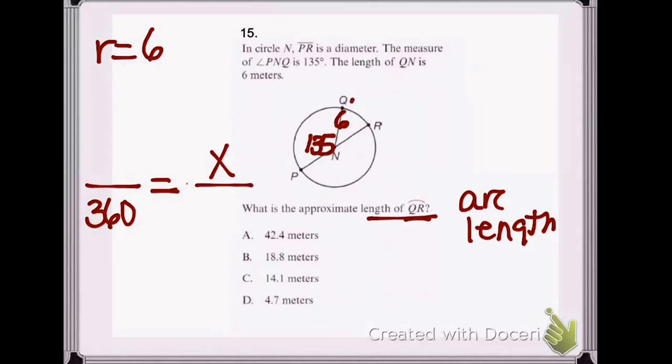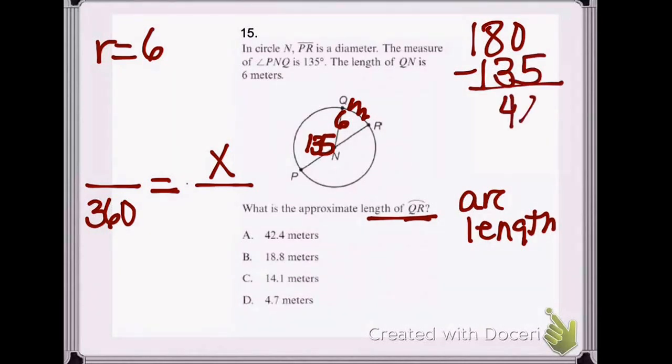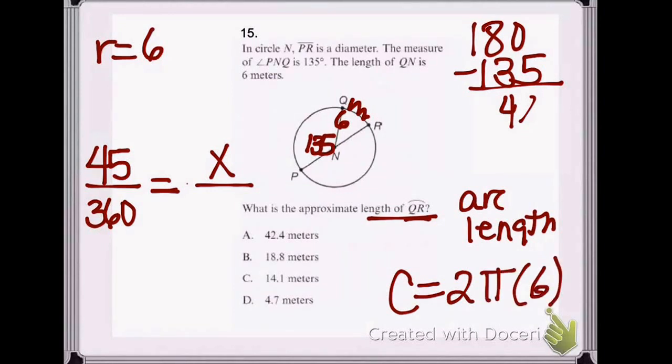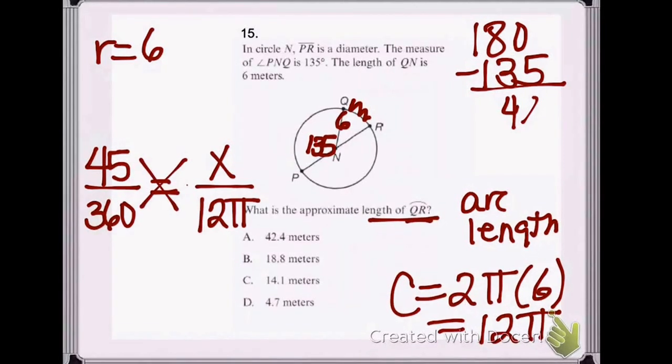So, how many degrees is it from PQ to R? Well, I know that diameter divides that circle in half. If I subtract 135, because that's the larger arc, that gives me 45. So I would say 45 over 360 equals x over the circumference. If you look up the circumference formula on the formula sheet, it says circumference equals 2 times pi times r, which in this case is 6. So if I multiply 2 times pi times 6, that tells me it's 12 pi. That will be my denominator. And you're going to cross multiply here. So cross multiply to get your answer.